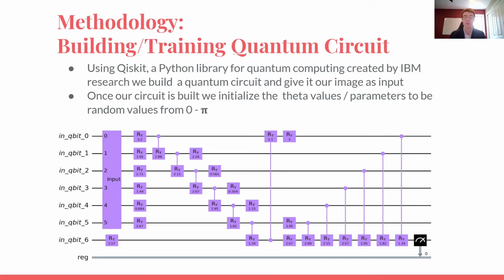So for example, if we run this circuit 10,000 times, and the circuit outputs a 0 9,000 times and a 1 1,000 times, we could say that the model's prediction is that there's a 90% chance that this image is a 6 and a 10% chance that the image is a 3.